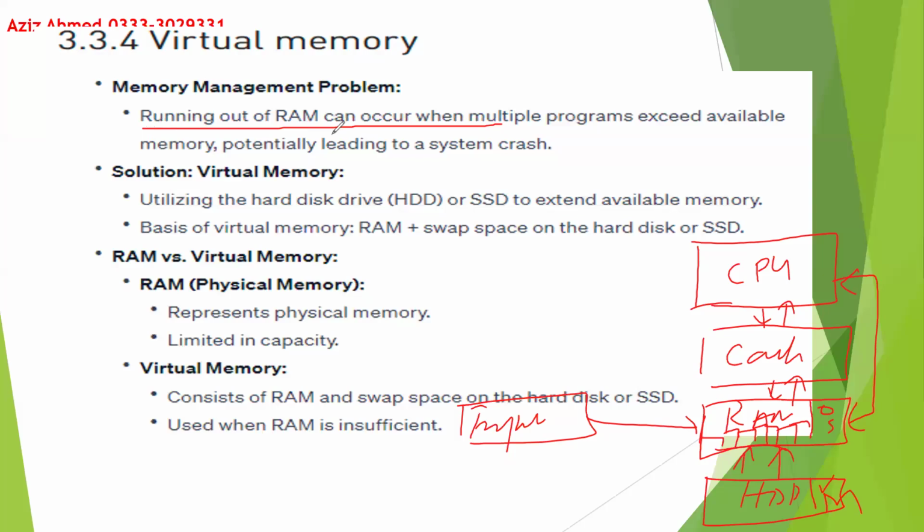It says running out of RAM can occur when multiple programs exceed available memory. You are opening different programs, they are opening here. So RAM becomes full, and due to that the CPU could not work. The CPU needs space in RAM, potentially leading to a system crash. Solution: virtual memory, utilizing the hard disk drive or SSD to extend available memory. The basis of virtual memory is RAM plus swap space on the hard disk or SSD.